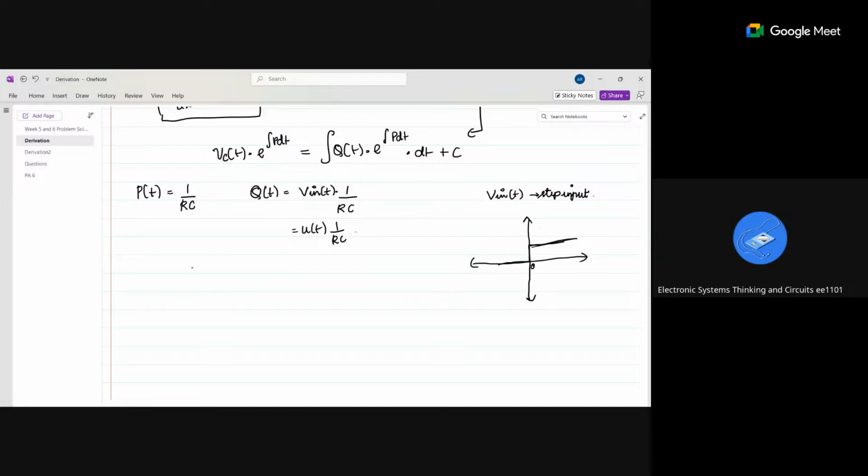So we'll apply these values in this equation. So what I'll get is Vc(t) e^(∫1/RC dt) is equal to U(t)/RC ∫ e^(∫1/RC dt) dt plus C.